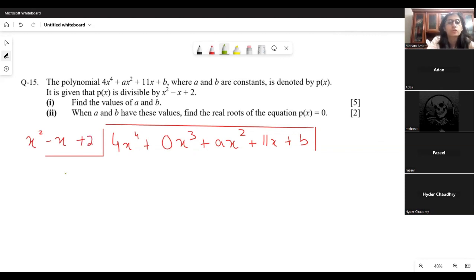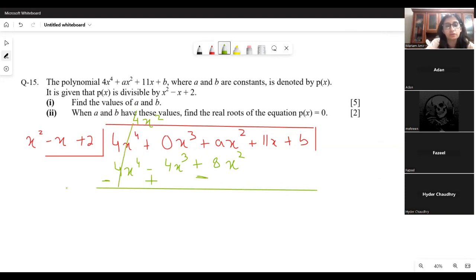Okay. So the first value in the quotient is going to be 4x square. So we have 4x power 4 minus 4x cube plus 8x square. Change the signs. Minus plus minus cancels out. We have 4x cube and plus bracket a minus 8 x square, and then plus 11x plus b.